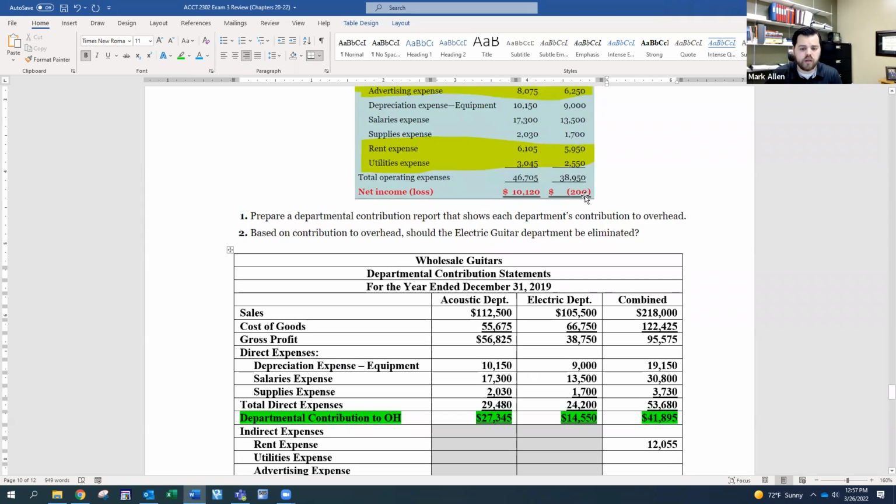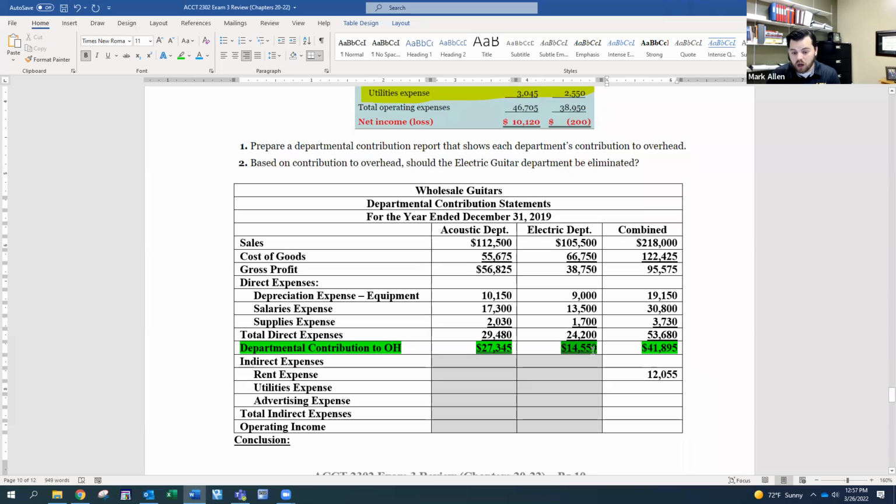Because a lot of times people react on their gut and say, well, if I've got a loss, let me get rid of that department, it's hurting my company. Not really, right? While it's not great that it has a loss, I would be so much worse off if I got rid of this. So we can't do that, or we shouldn't do that.